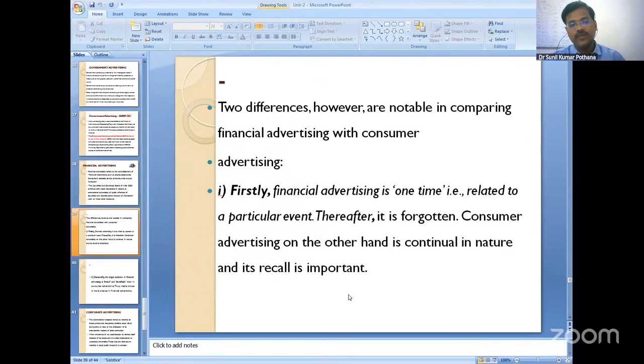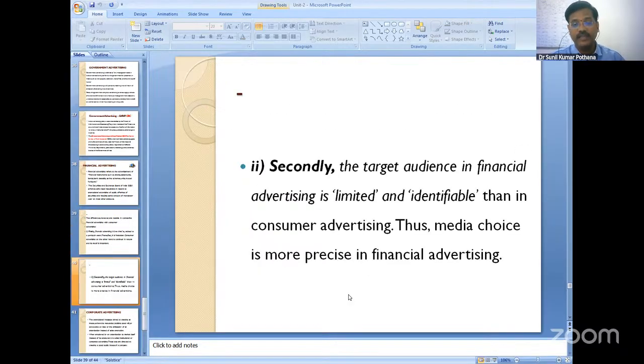There are two differences. Firstly, financial advertising is one time, related to a particular event, therefore it is targeted. Consumer advertising, on the other hand, is continual in nature and its recall is important. Secondly, the target audience in financial advertising is limited and identifiable, whereas in consumer advertising it is not, so media choice is more precise in financial advertising.